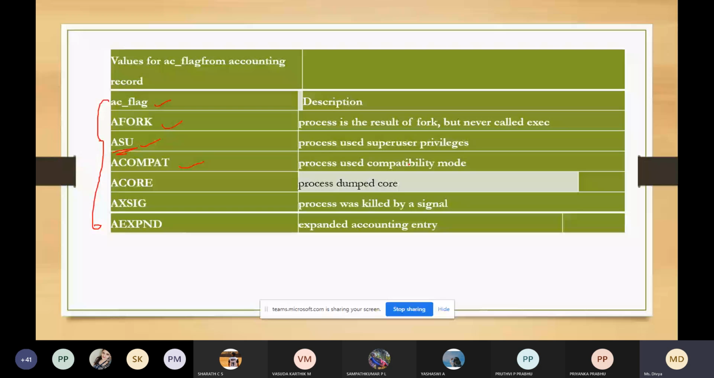Then next one, similarly, will give you process dumped core information. Then this is for getting information of all the processes that were killed by a signal. Using this flag you can get information about all the processes killed by a signal. And the last one, this flag value can be used for getting the expanded accounting entry; additional accounting information about the process can be got using this last flag, AEXPND. So these are different flag values.